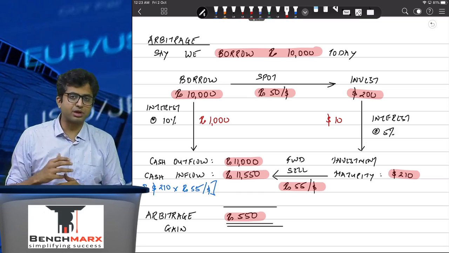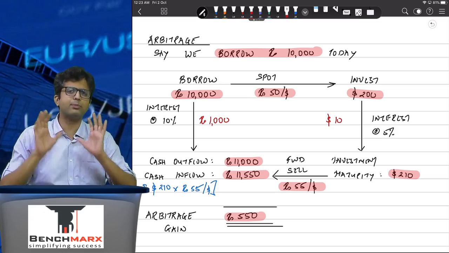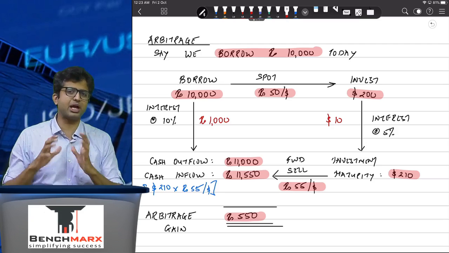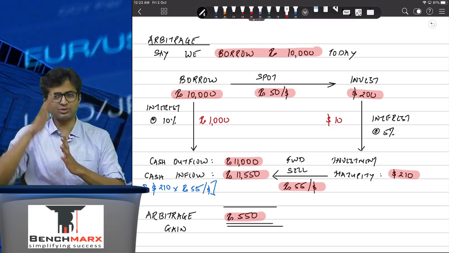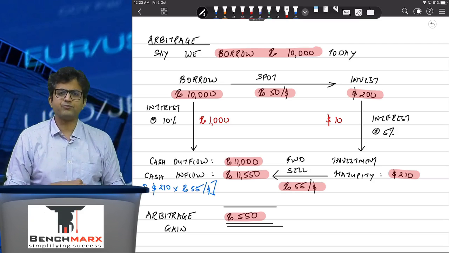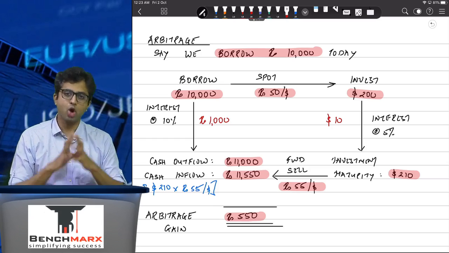If there is such an arbitrage gain, this will attract arbitrageurs into the market, and more people will prefer to sell the forward contract. With demand and supply, if supply increases, the price falls, and hence it will keep falling from 55 till the time it reaches 52.38, and that is the theoretical price, and hence the interest rate parity theory holds true.